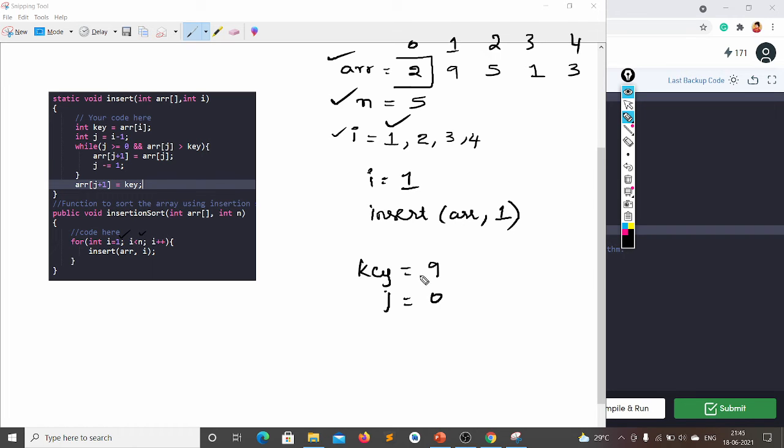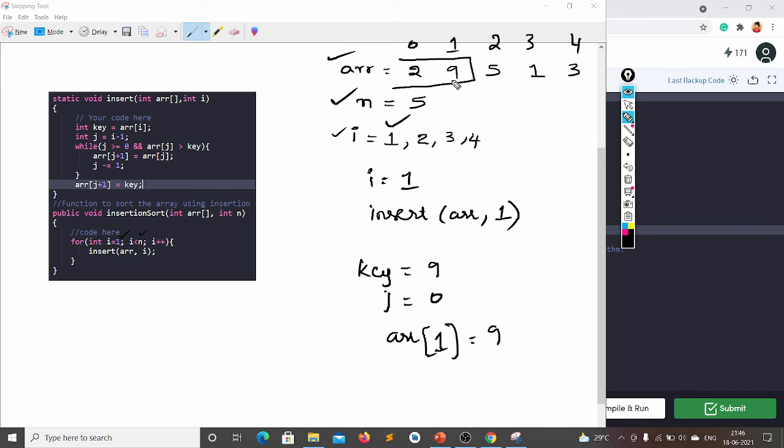My while loop starts from 0 and comes backwards, and always it is checking whether my key is less than this number or not. So let's check the while loop. j is equal to 0. Is 0 greater than or equal to 0? Yes. And array of j, that is array of 0, is 2. Is 2 greater than 9? No. My while loop stops there and comes out of the loop, and my array of j plus 1 will be key. j is 0, 0 plus 1 is 1. Array of 1 will be key. Key is nothing but 9. Okay, as it is. And again, let's come to the next iteration.